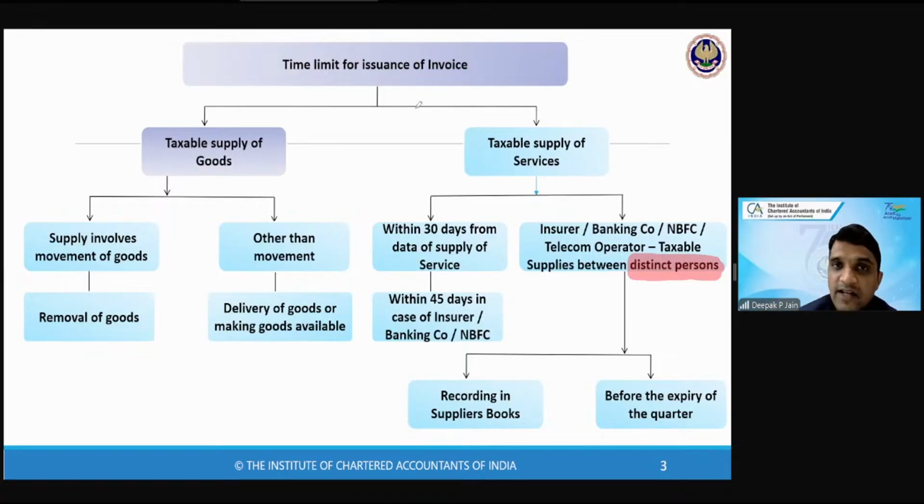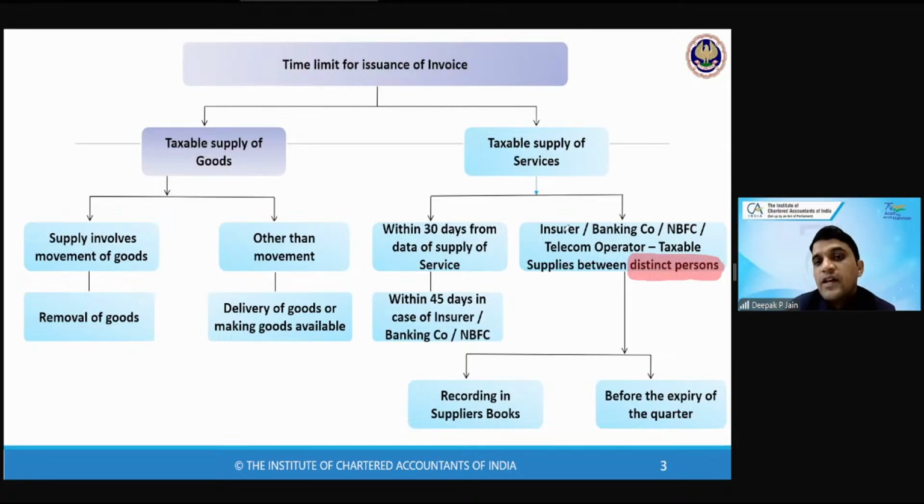Any transaction between two different registrations within the same state is between distinct persons, and any transaction between a registered person in one state and another person who is in another state, whether registered or unregistered, doesn't matter. Once he is in a different state, you are called distinct persons. So that is the definition of distinct person.